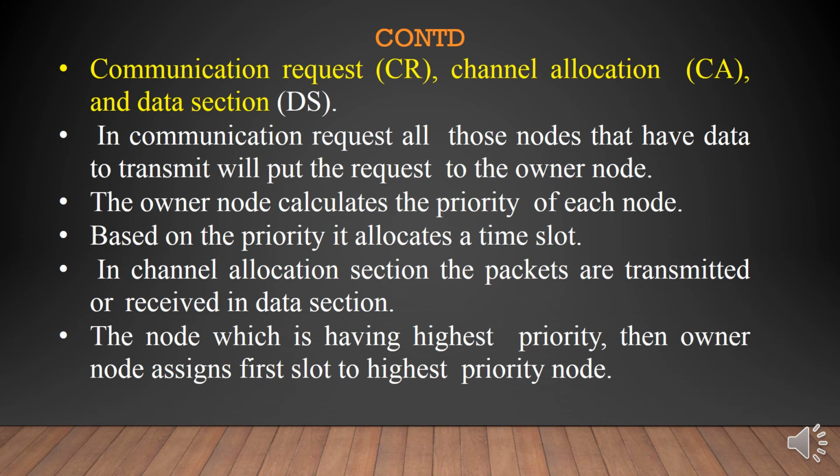So there are communication request, channel allocation and the data section. In the communication request, all those nodes that have data to transmit will put the request to the owner node. The owner node calculates the priority of each node, and based on the priority it allocates a time slot. In the channel allocation section, the packets are transmitted or received in the data section. The node which has the highest priority is assigned the first slot.